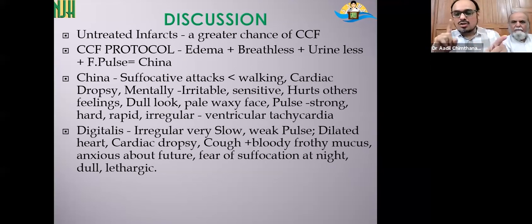Now, very closely, China and digitalis resemble each other. Digitalis has an irregular but very slow, weak pulse. China has a very strong pulse; both are irregular. Very slow is digitalis, very fast is China. Dilated heart, both China and digitalis have this. Cardiac dropsy, both have this drug. Cough with bloody frothy sputum, anxious about future, fear of suffocation at night, dull and lethargic.